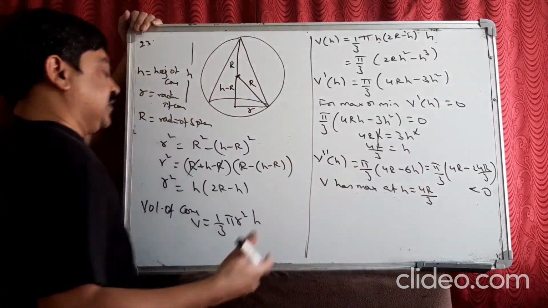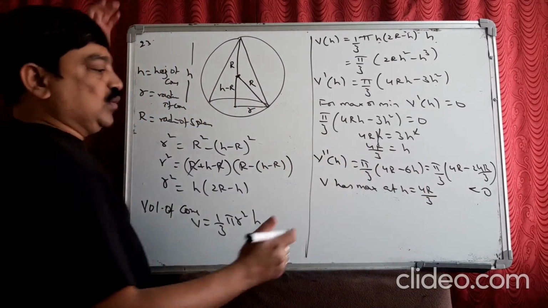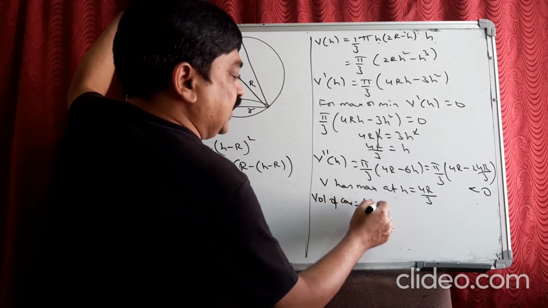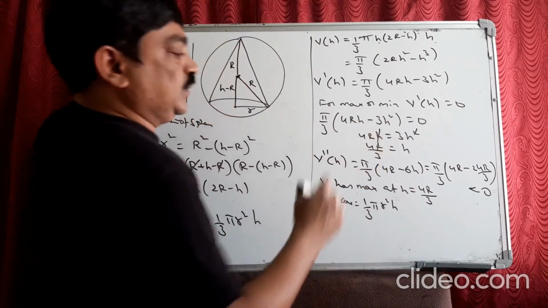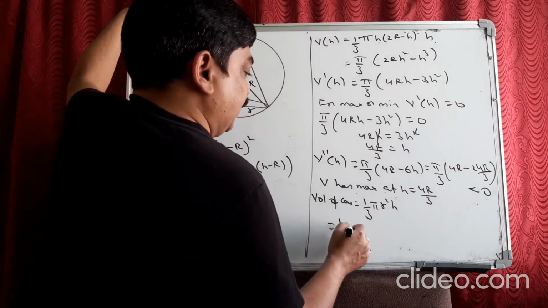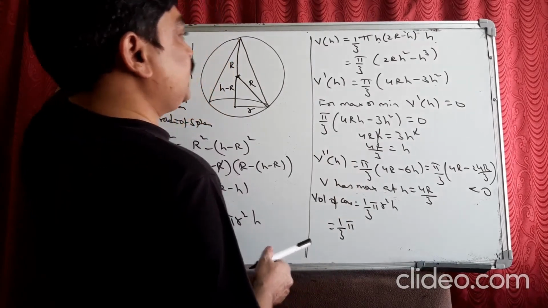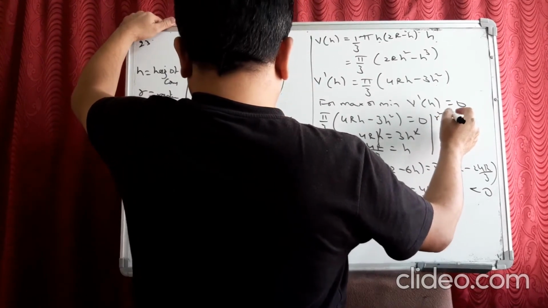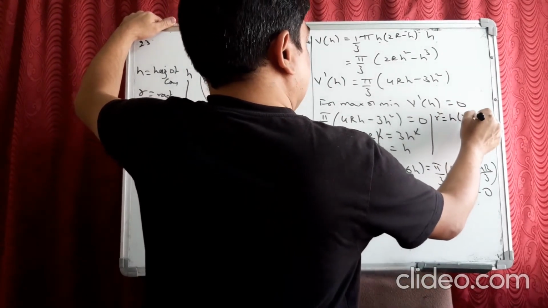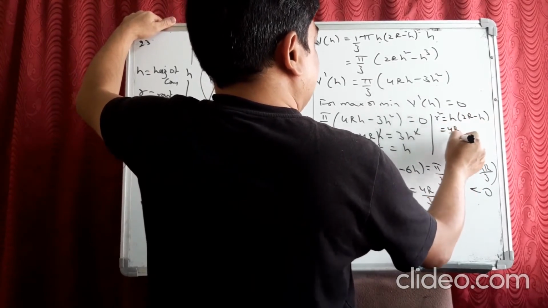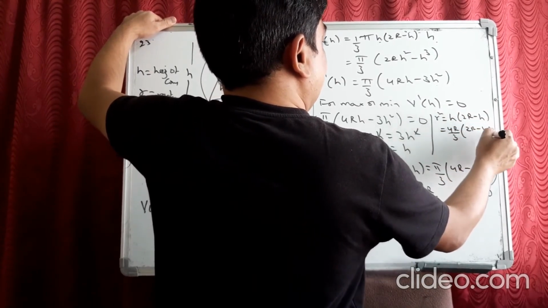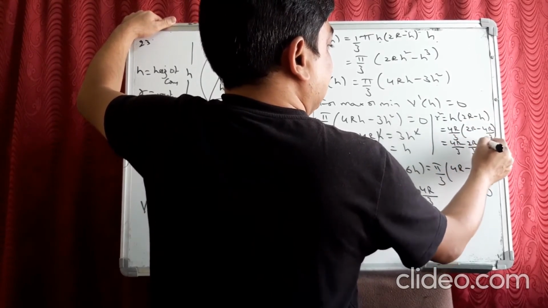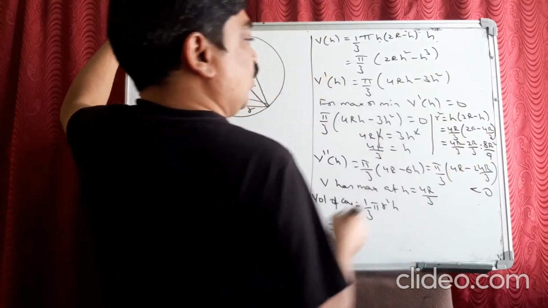But you are asked to prove something else: the volume of that largest cone. So the volume of the cone is 1 by 3 pi r square h. You have to find r square also with this value of h. r square is equal to h into 2R minus h. So h is 4R by 3, times 2R minus 4R by 3. That is 4R by 3 into 6R minus 4R, 2R by 3, which is 8R square by 9. This is small r square.